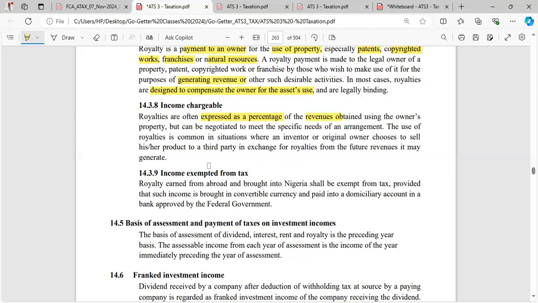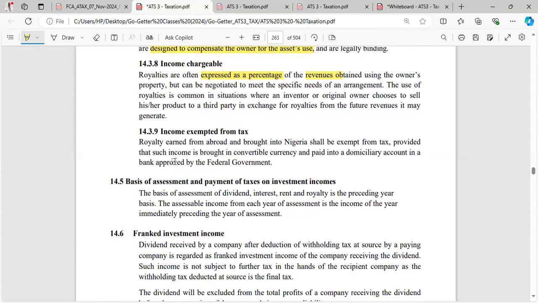Okay. So, income exempted from tax. Royalty earned from abroad and brought into Nigeria shall be tax exempt. Why? If you put it into convertible currency in a domiciliary account. So you see why most people will want to get a domiciliary account in Nigeria. When they have this income in their foreign domiciliary account, they will bring it to Nigeria by transferring or wiring it into their domiciliary account, and it will not be taxed.